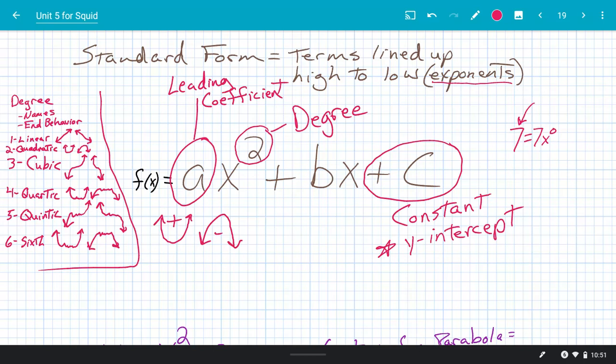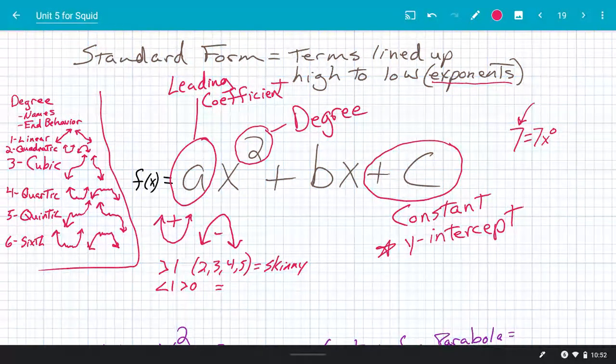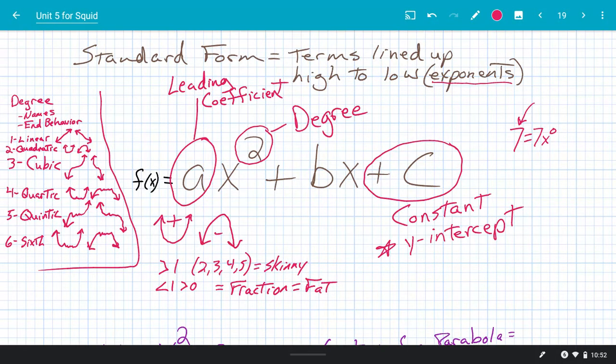Something else interesting happens with that leading coefficient. If that leading coefficient is greater than 1, as in 2, 3, 4, 5, etc., that parabola will get skinny. If it's less than 1, but greater than 0, it'll get fat. In other words, if it's a fraction, it'll get fat. Okay? I'll explain what I mean by that coming up.